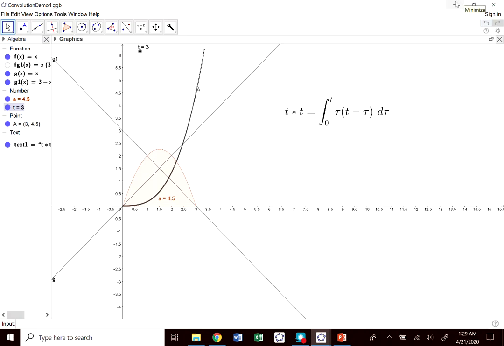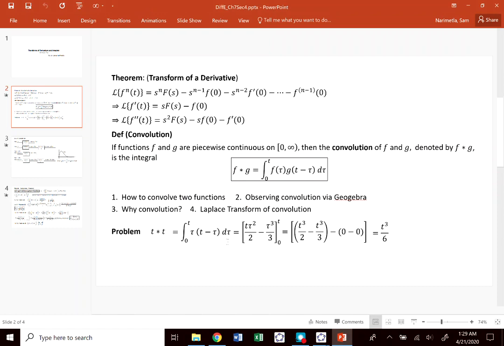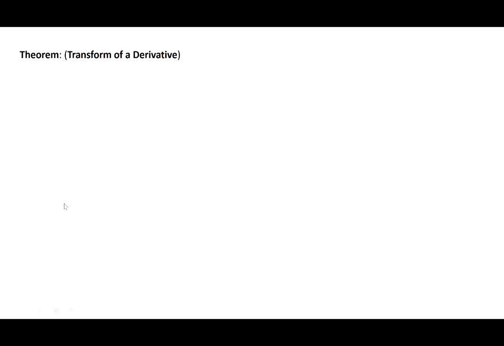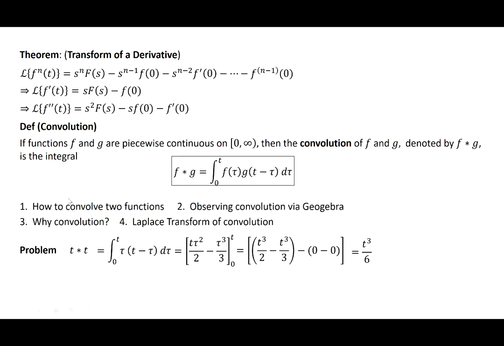Now I need to show you one other interesting concept. Mathematicians probably don't care, but since we are engineers, I think we care. I'm done with this slide. Why? What is convolution? Why do we use this convolution and all that? Let me address that.